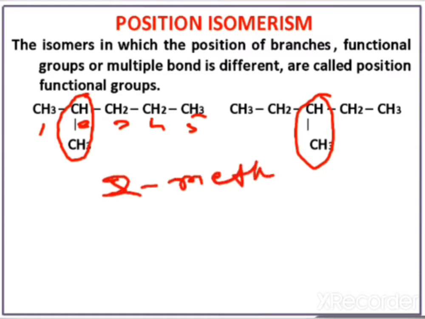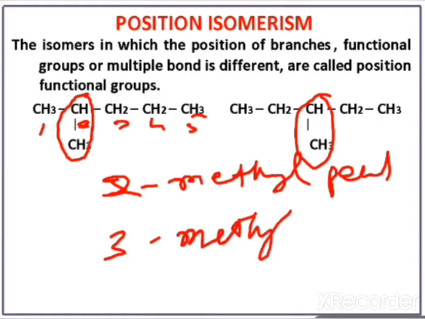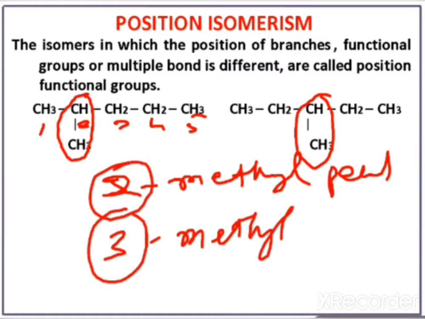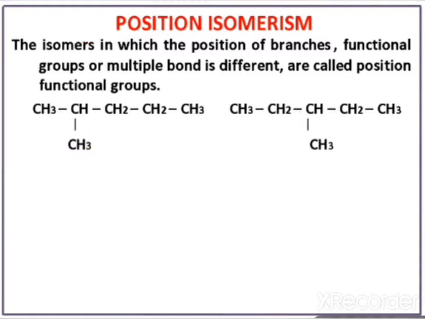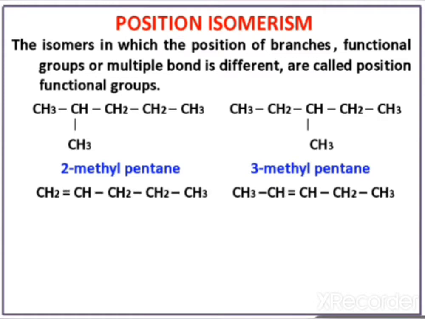The name will be 2-methyl and 5 carbons, pentane. Here the name will be 3-methyl because the position is different. So if the difference is in position, these are known as position isomers, and the phenomenon is position isomerism. See, the names are 2-methyl pentane and 3-methyl pentane. In the next case, now the position of double bond. So in position of double bond, we have 5 carbons again, 5 carbons straight, so there is no difference in chain. All the 5 carbons are arranged in a straight manner.